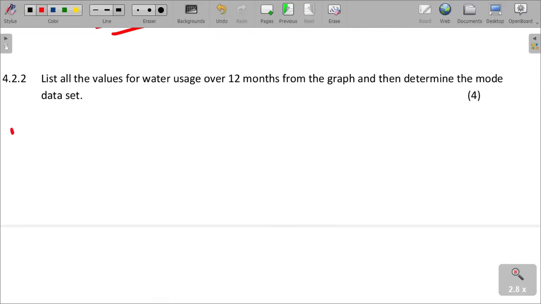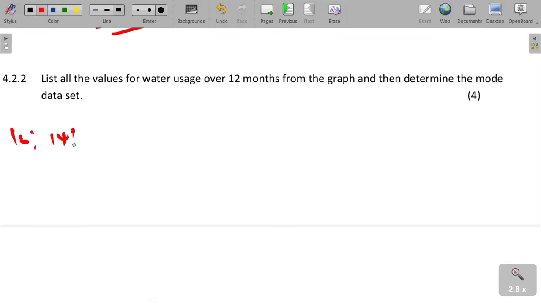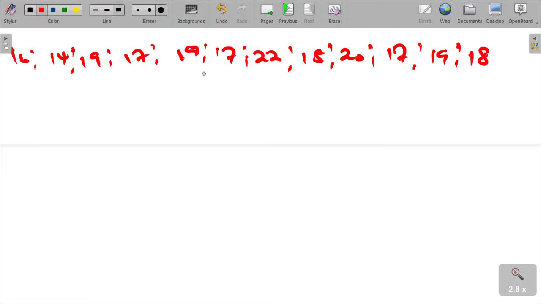So we list them: 16, 14, 19, 17, 19, 17, 19, 17, 19, 17, 19, 17, 22, 15, 20, 17, 17, 19, 18. So we are listing those numbers.